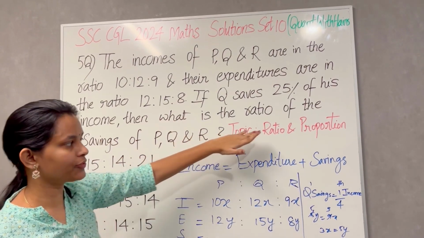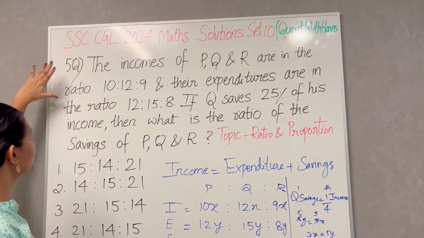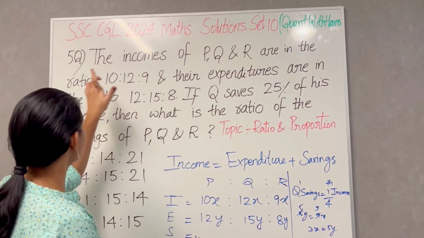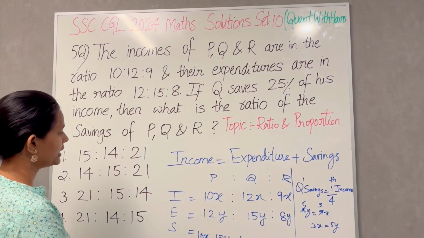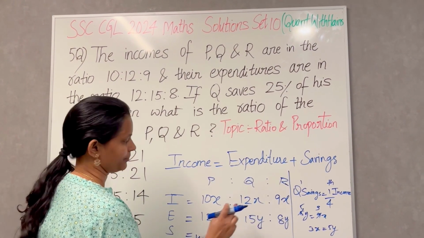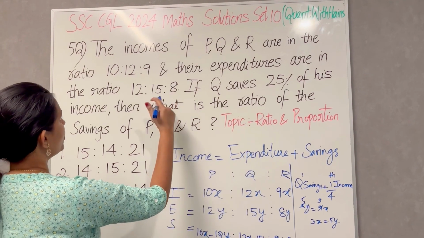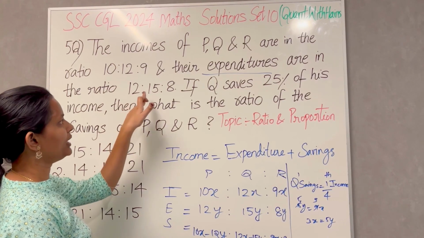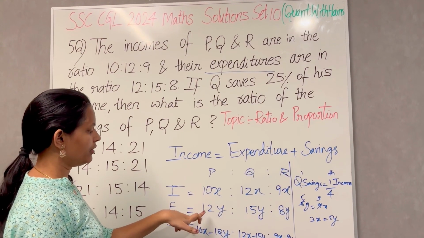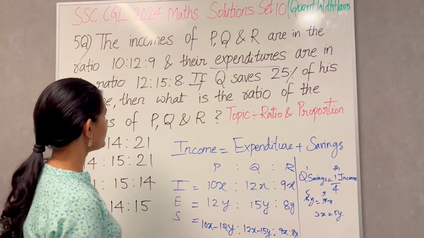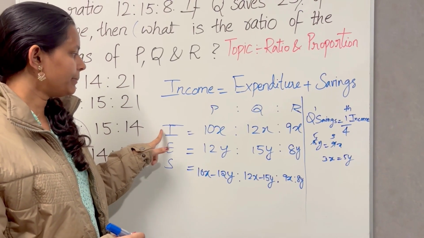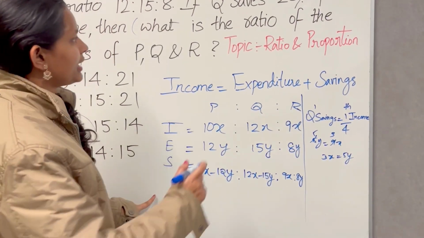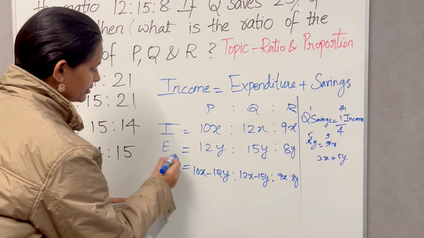Hello guys, welcome to the fifth question of SSC CGL 2024 Math Solution Set 10. Here this is a question of ratio and proportion. Some information is given. The incomes of P, Q, R, three persons, are in the ratio of 10:12:9. That means the numbers are 10x, 12x, 9x, where x is another number. Their expenditures are in the ratio of 12:15:8. That means 12y, 15y, 8y. So the income ratios of PQR and expenditures are given, and they are asking for the ratio of savings. We need to find the savings ratio.